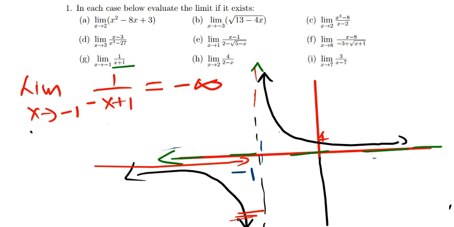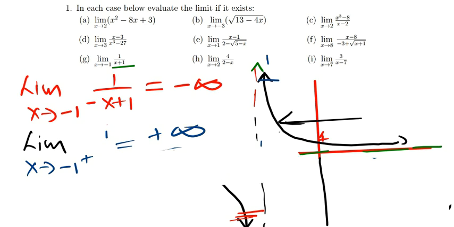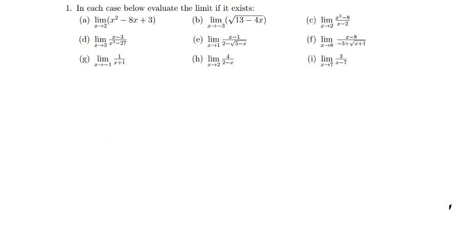Then if you test again from the positive side, as we are getting closer and closer to negative 1, which is our vertical asymptote, we are going up and up, which is positive infinity. Now the fact that these two are not the same implies that the limit does not exist, because the definition of a limit is that whether you're coming from the left or the right, they should be the same for it to exist. So in this case, because the two are not the same, it does not exist.